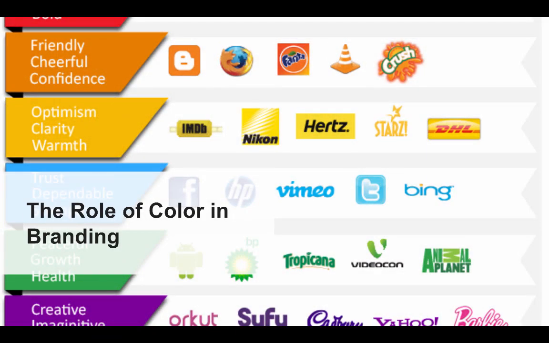Now we're going to shift gears from brand personality and discuss the role of color in branding and how it's used to communicate the app's brand and how it connects the user on an emotional level. So we're going to look through different app icons and based on the color, some of the emotions associated with that color.